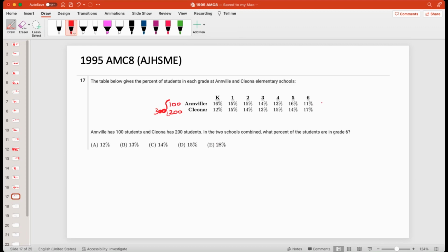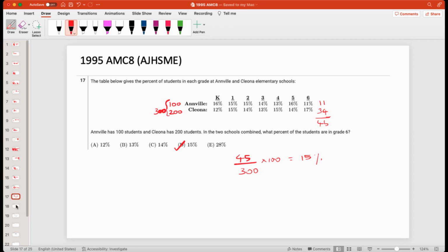So, let's see here. You have 11 students in grade 6 at Anvil, and there are 200 students at Cleona, so here you will have 34 students, right? So totally you have 45 students in grade 6 out of 300. So, 45 by 300 into 100 is nothing but 15%, which is answer option D.